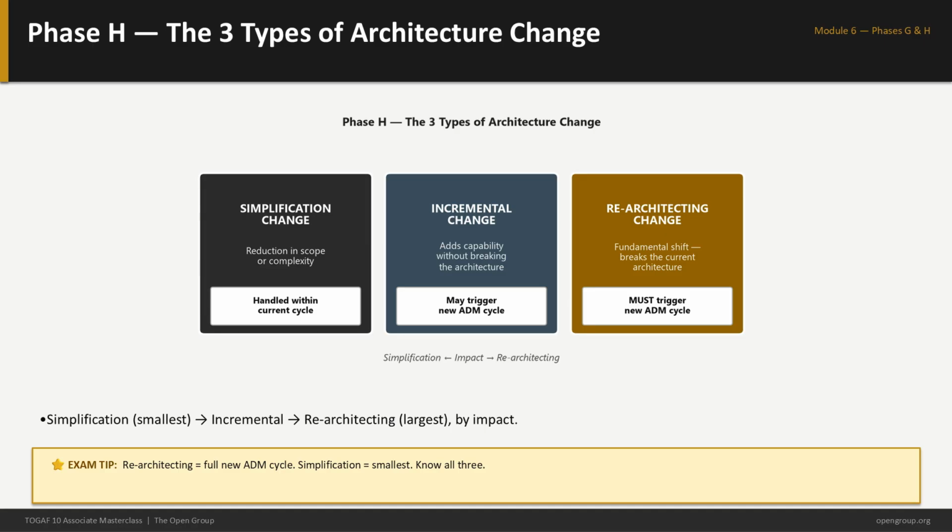And a re-architecting change is the largest. It requires putting the whole architecture through the ADM again, because the architecture no longer fits and value must be substantially increased. As the tiers on screen show, they ascend by impact. Remember, simplification is smallest, re-architecting means a full new ADM cycle.